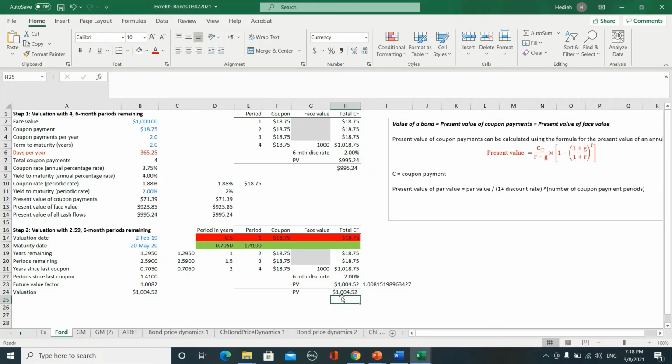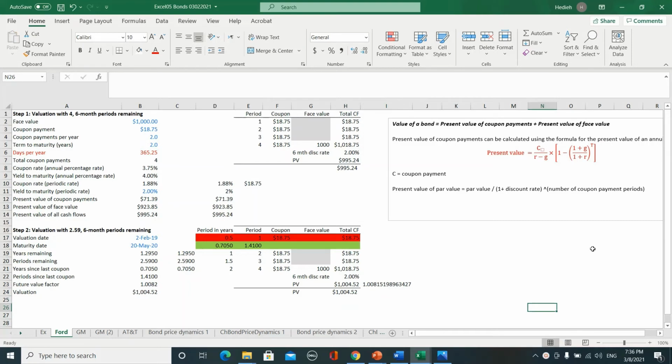So this gives you the value or price of your bond when you are in period 1.41 of 6-month periods, or when you are 0.7 years after the issuance of the bond. Okay, so now you learned how to find the value of a bond for which the number of periods till maturity is not an integer.